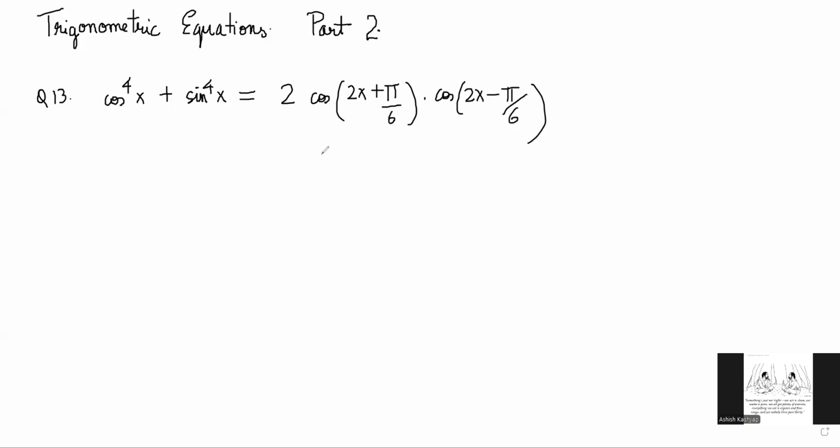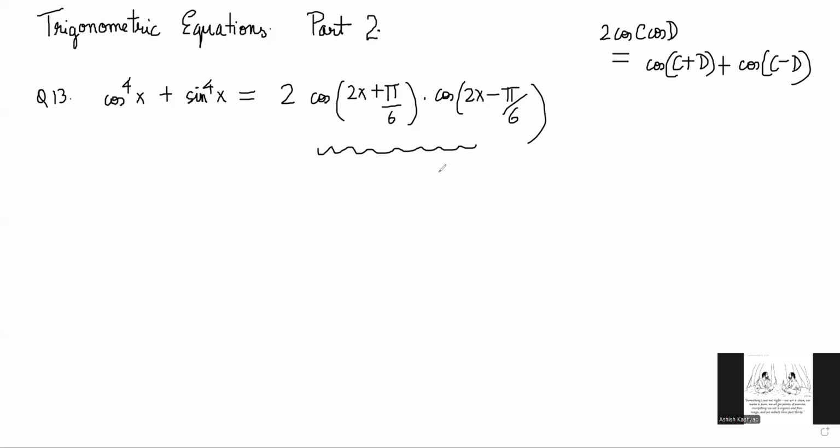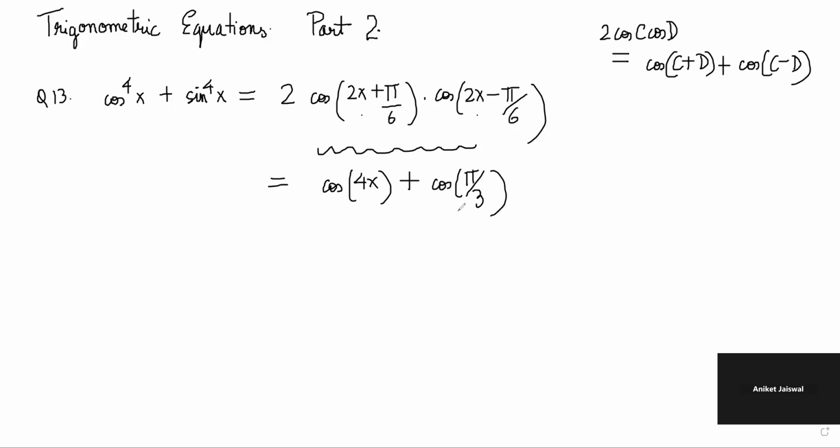Okay. So the first thing to do would be to simplify this part. You can use the formula 2 cos c cos d is equal to cos of c plus d plus cos of c minus d, right? Yes, sir. So this can be easily simplified and written as cos of this plus this, so that will be cos 4x, plus cos of this minus this, which will be cos of pi by 3. So that is simply half plus cos 4x. Yes, sir.